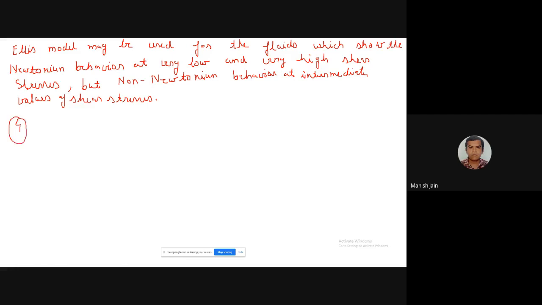The fourth model is the Reiner-Philippoff model.